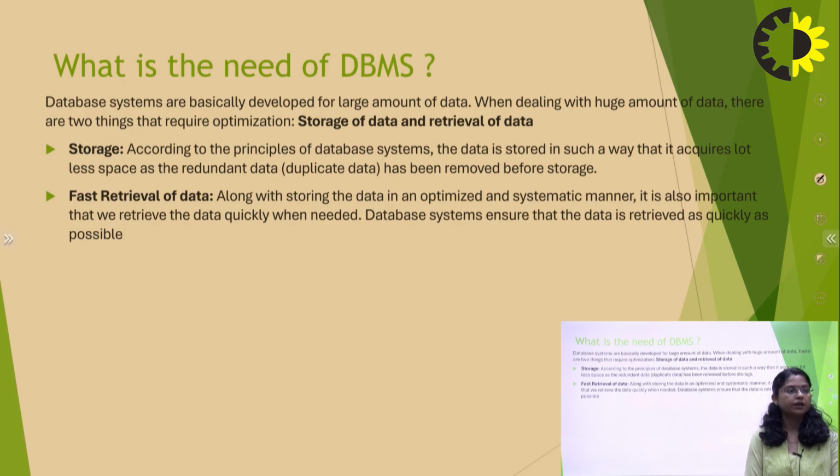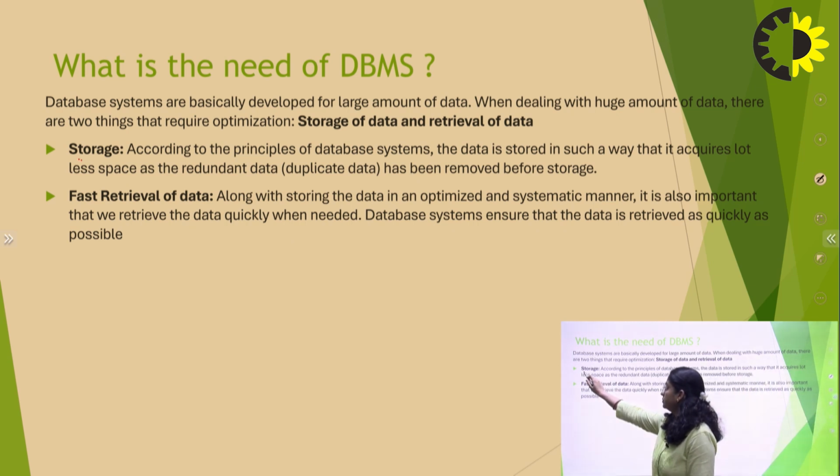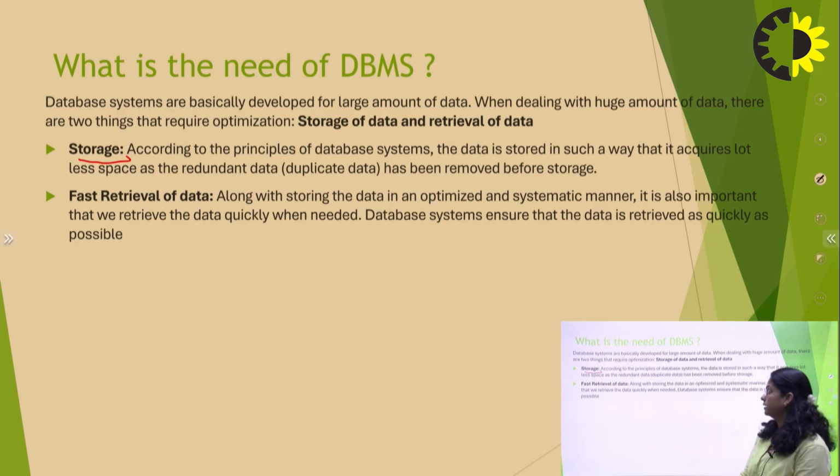What is the need of database management system? Database management systems are basically developed for large amounts of data. When dealing with a huge amount of data, there are two things that require optimization: storage of data and retrieval of data. First is storage, that is how you are storing data. According to the principles of database management system, the data is stored in such a way that it requires much less space as redundant data is removed. Redundant data means duplicate data, which we will see in the next chapters.